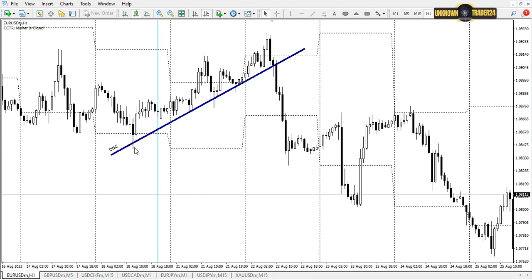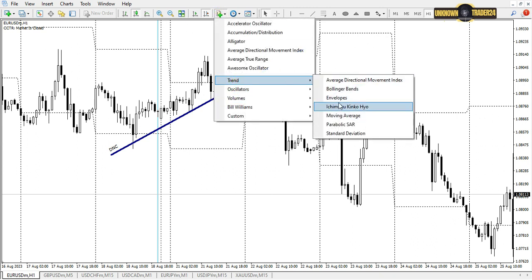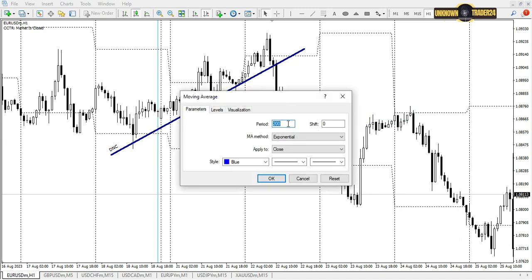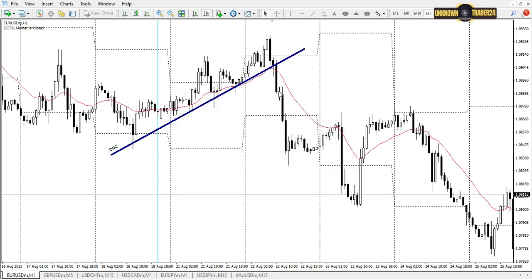And you can also use a 20 moving average to help you see which side the move is on, okay? This is highly important because people are trying to counter trend and they eventually get chopped out. So let me just bring in the 20 moving average right now. Okay, I'm gonna bring in the 20.